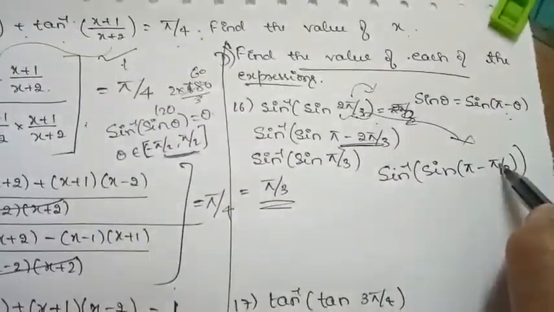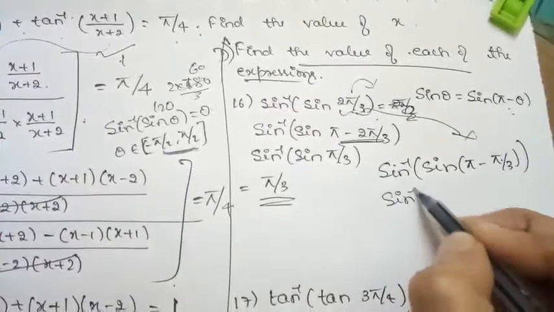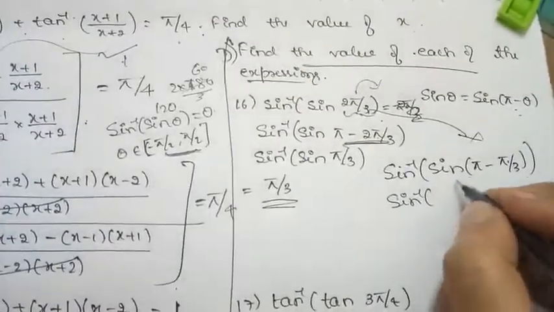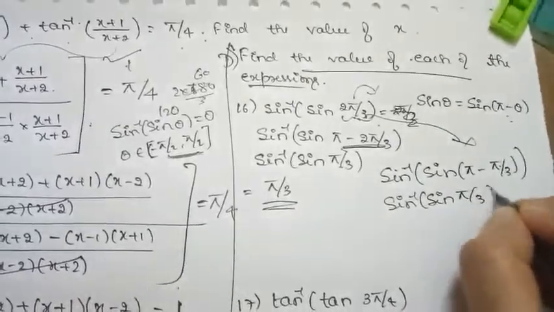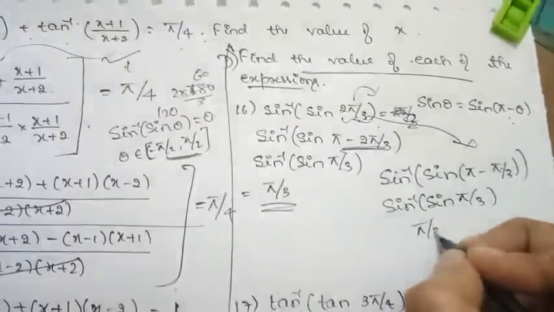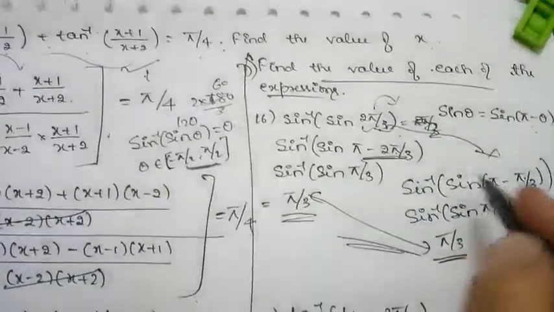So pi minus pi by 3 is nothing but 2 pi by 3. What is sine inverse of sine of pi minus theta? Sine of pi minus theta is sine theta. So sine inverse of sine pi by 3, and pi by 3 is coming within the principal value branch. So there is no change in the answer, however you split.